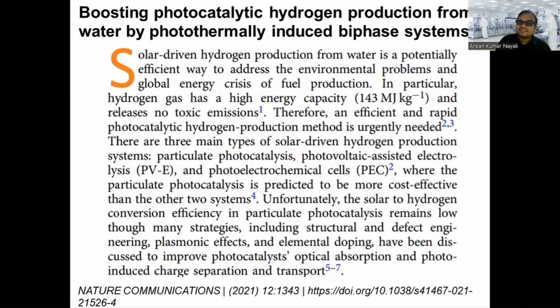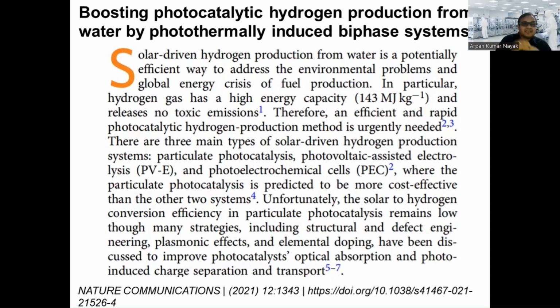So you can see now the next sentence they started. Therefore, an efficient and rapid photocatalytic hydrogen production method is urgently needed. So now you can understand that they put a background that yes, this is needed since it is high capacity. Now you can understand that they want to come to their own work, that this method is needed because they want to do one method, so they are trying to focus on that.